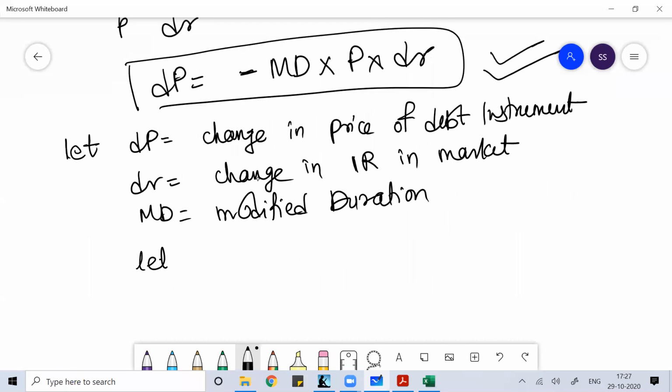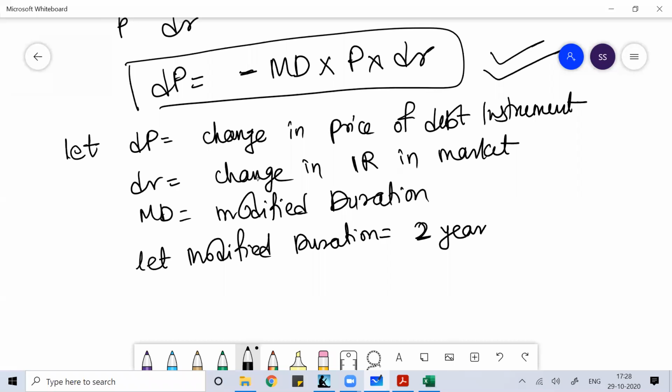So let the modified duration be 2 years. What do we mean by that? It means that if you hold this debt instrument for 2 years, you will get back what you paid for this bond, the price.